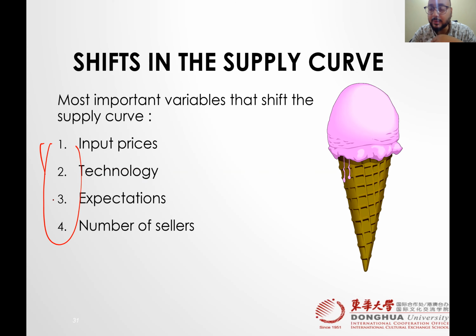These factors are price of input products, or input prices. For example, the price of raw material. Not the price of the product itself. Not the price of, for example, whole ice cream, but its ingredients like corn prices, the sugar prices, whatsoever, right? Then technology, expectations, number of sellers. Let's talk about this one by one.